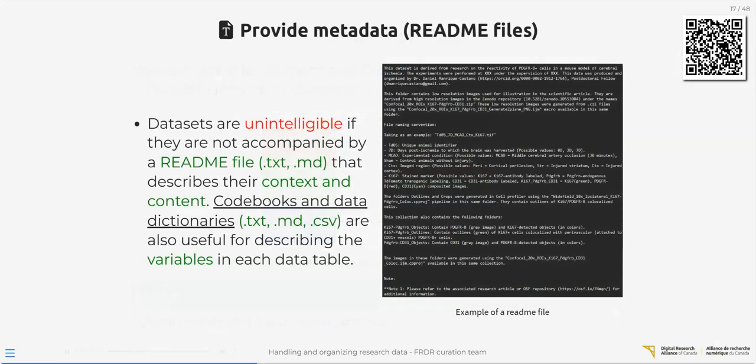Another critical step in making your data understandable and reusable is to provide descriptive metadata. Datasets without metadata, like codebooks, data dictionaries, or README files, are often unintelligible to others. At a minimum, you should include a README file, usually in plain text or markdown format. It should explain the context of the project, describe the content of each file or folder, and define the variables contained in your data tables. Here's an example showing how clear documentation can guide users through a dataset, ensuring they understand where the data came from, how it was processed, and how to use it properly.